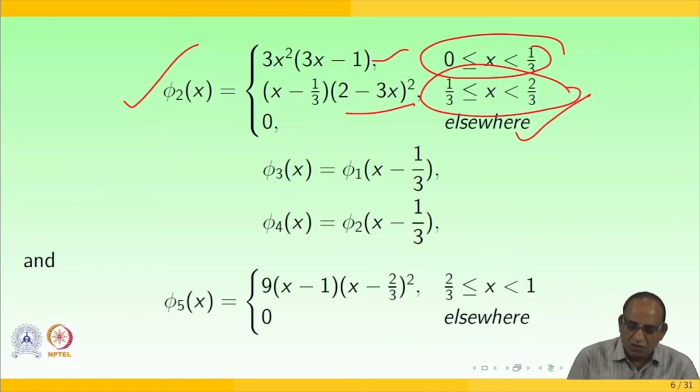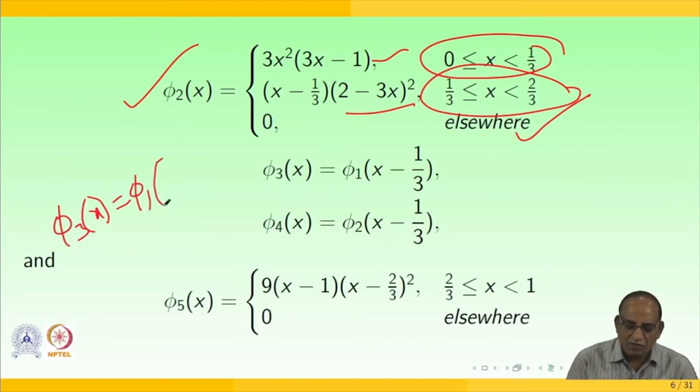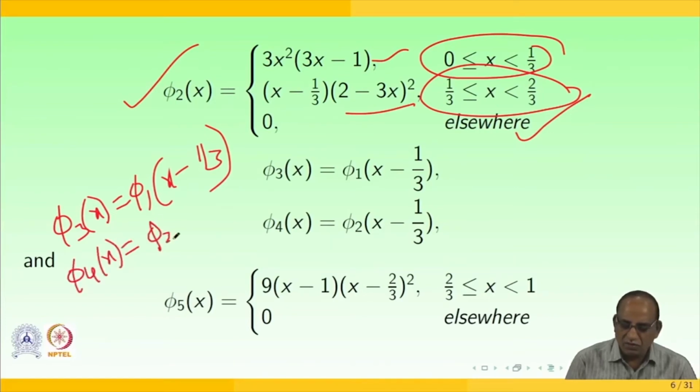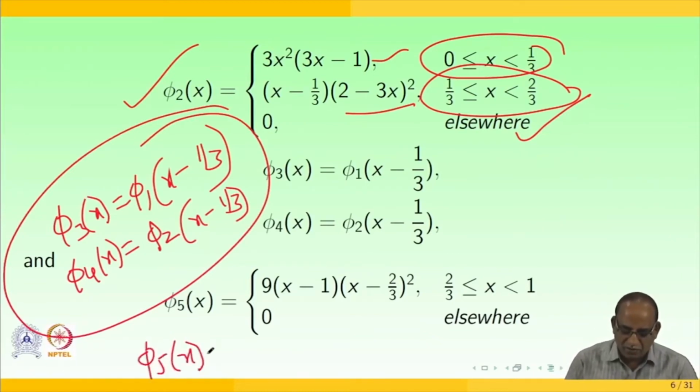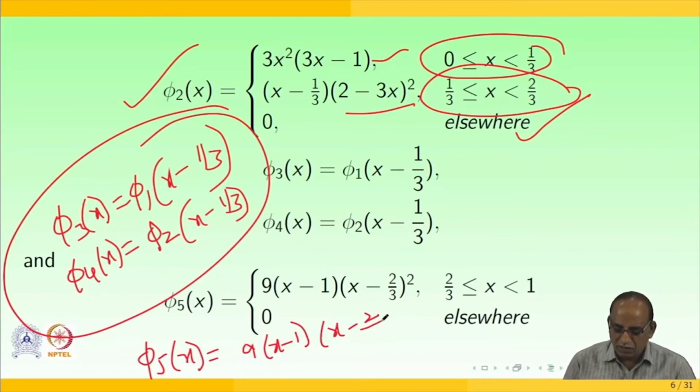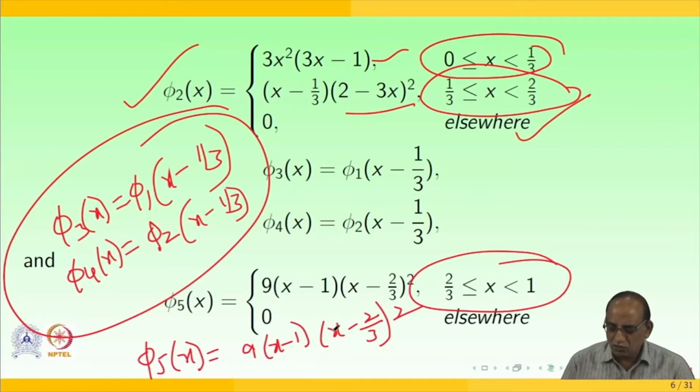So therefore, you do get phi 3 of x will be equivalent to phi 1 times of x minus 1 over 3, phi 4 times of x is equal to phi 2 times of x minus 1 over 3. So ultimately this phi 5 of x will be equivalent to 9 times of (x minus 1), (x minus 2 by 3) whole squared, and x lies between 2 by 3 to 1, and 0 elsewhere.